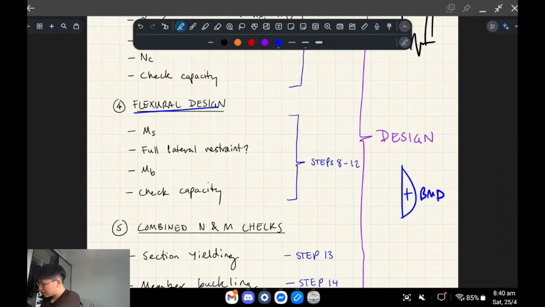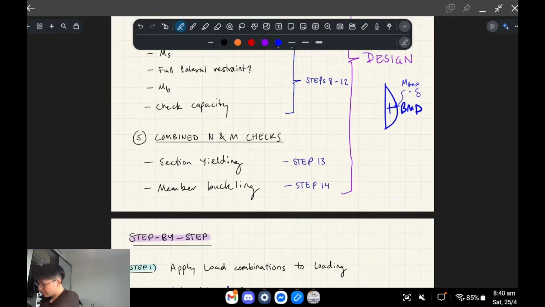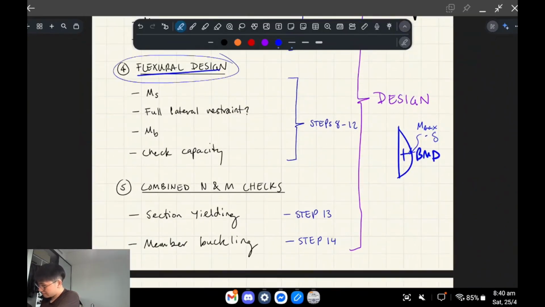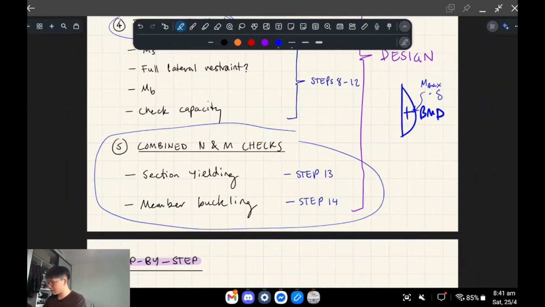You have to basically do the max moment multiplied by whatever moment amp factor that you got from the first step. Okay, so that's how you do flexural design. And then there's also combined checks to check axial forces on top of your bending moments, right? Because sometimes they can interact and reduce their capacities with each other, right?